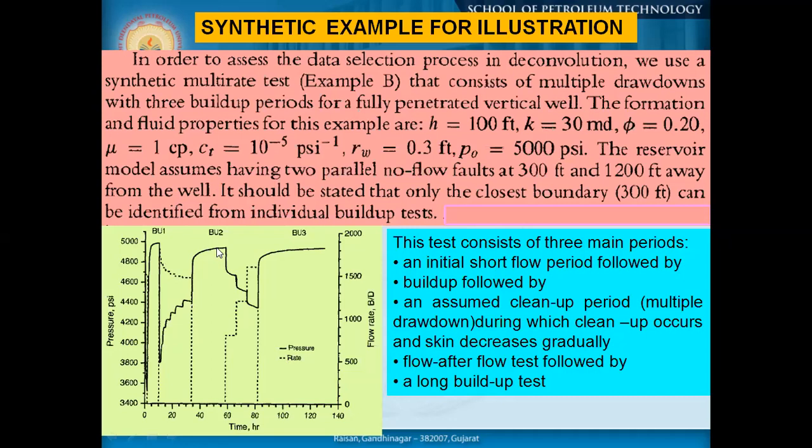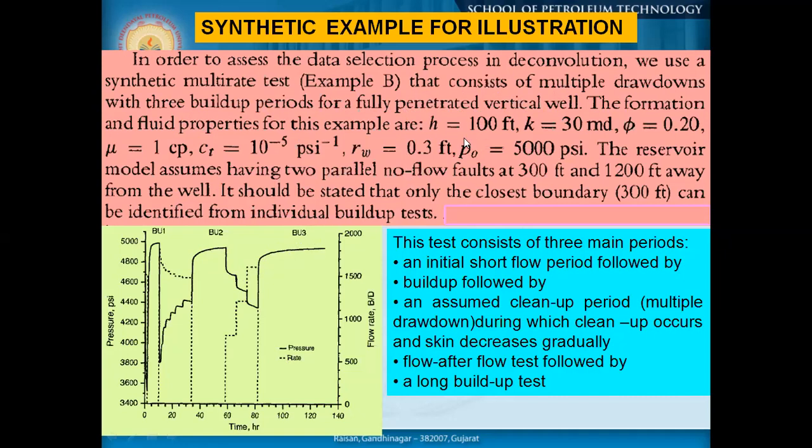Then second, this is the flow after flow test. That means we are using multiple beam sizes to understand the flow pattern. Then the last build up is for an extended time. So we have multiple drawdowns with three build up periods for a fully penetrated vertical well. This is actually a synthetic example of how we could use different information to understand our deconvolution and the reservoir parameters.